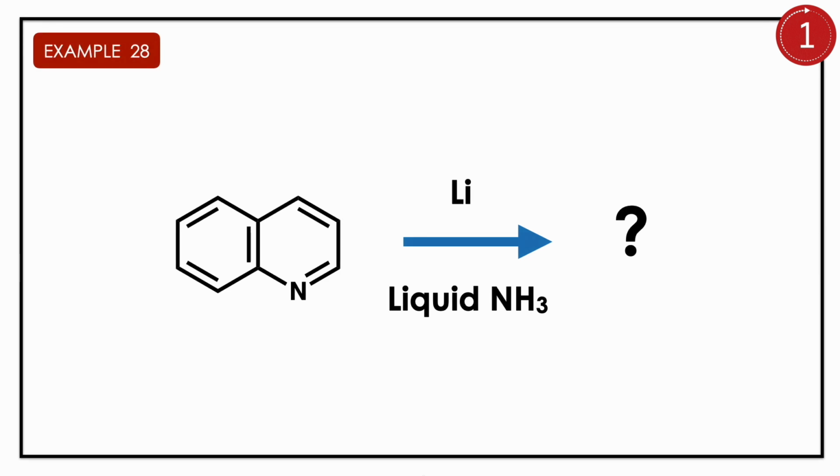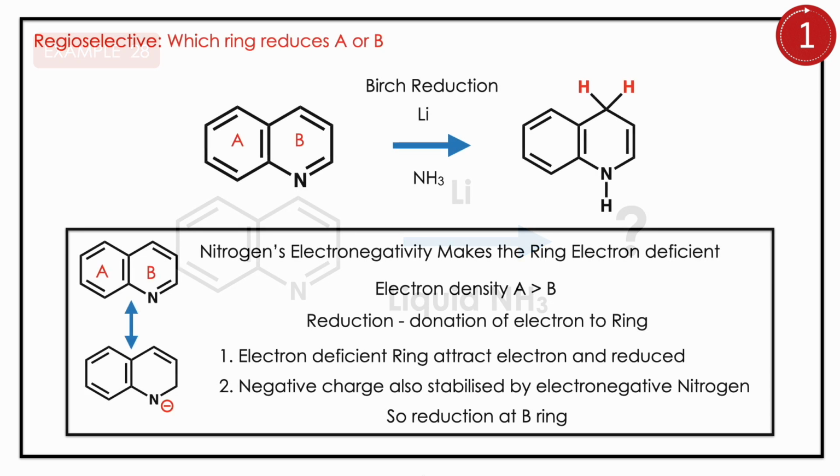Then the next example, the starting material is quinoline which reacts with lithium and liquid ammonia. You should find what will be the final product. Here regioselectivity occurs in the reduction process, basically a Birch reduction. Here quinoline provides two possibilities, A or B ring can be reduced. The reduction is called Birch reduction which will form a 1,4-diene. So either the 1,4-diene forms at the A ring or B ring.